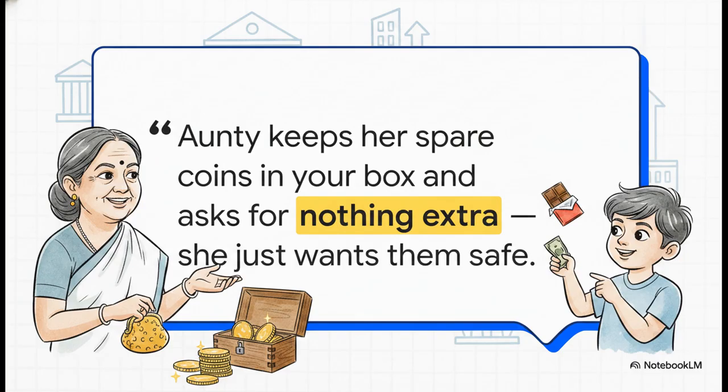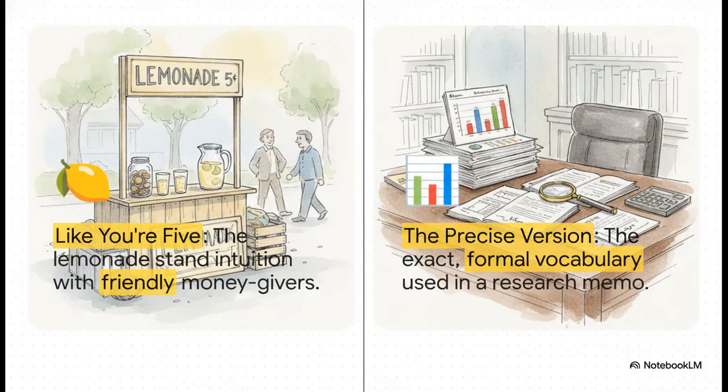Now, this right here, this is actually the ultimate intuition for banking deposits. You're holding on to friendly money. And because they trust you, it costs you almost literally nothing to hold on to it. So throughout this explainer, we're going to use this really powerful contrast. On one side, we have the like your five intuition. The lemonade stand, Auntie's coins, those incredibly friendly money givers.